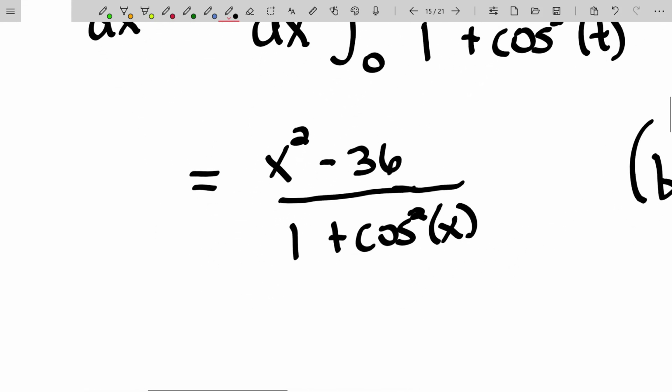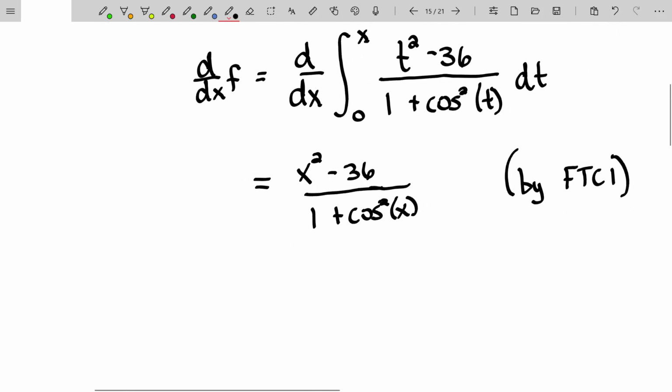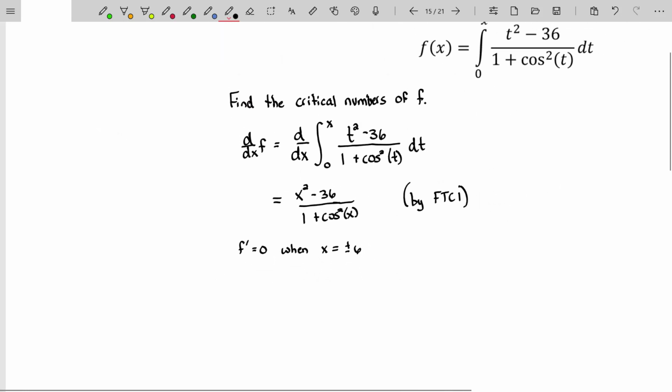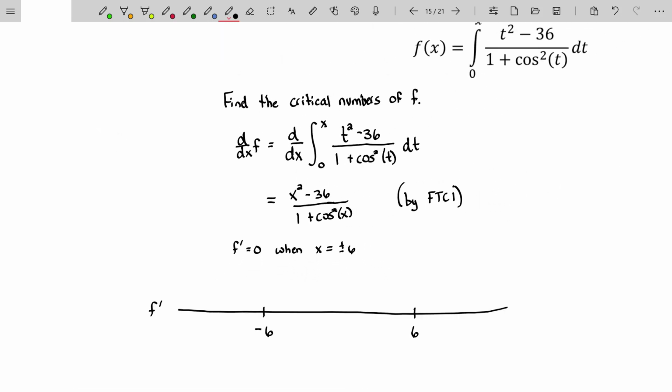And we're asking ourselves, when does that not exist? Well, its denominator is 1 plus something that's at least 0. So the denominator will never be 0. So this derivative always exists. Then we need to ask, when is the derivative 0? Well, f prime is equal to 0 when x is equal to plus or minus 6. Okay, perfect. That is awesome.